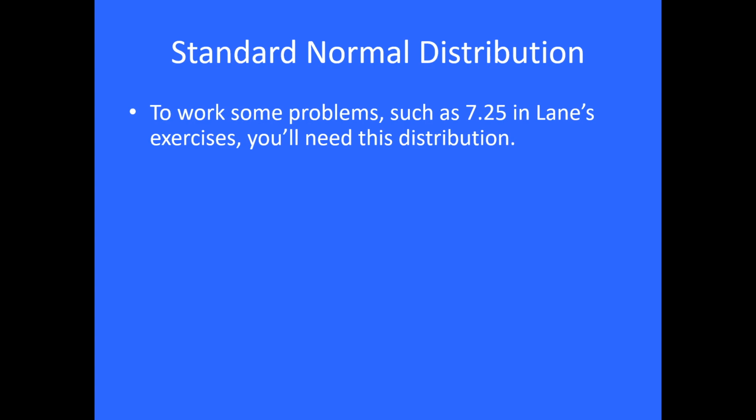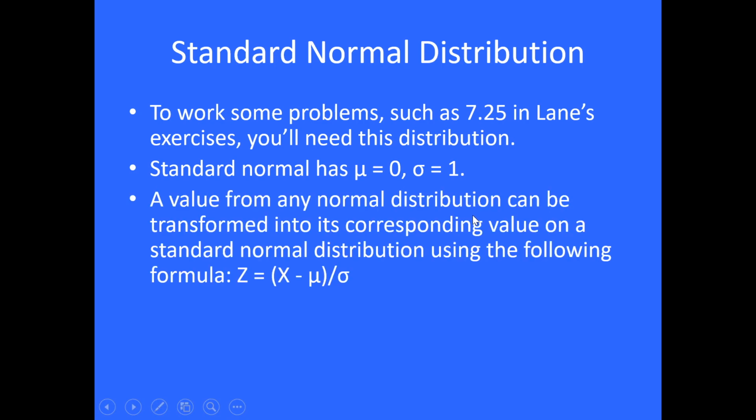Okay, so we need to at least know how to use the standard normal distribution, and to solve some of the problems in the homework, especially number 25, you're going to have to understand this relationship. The standard normal distribution, as we saw, has a mean of 0 and a standard deviation of 1. Now, any normal distribution can be transformed into a standard normal distribution using this relationship.